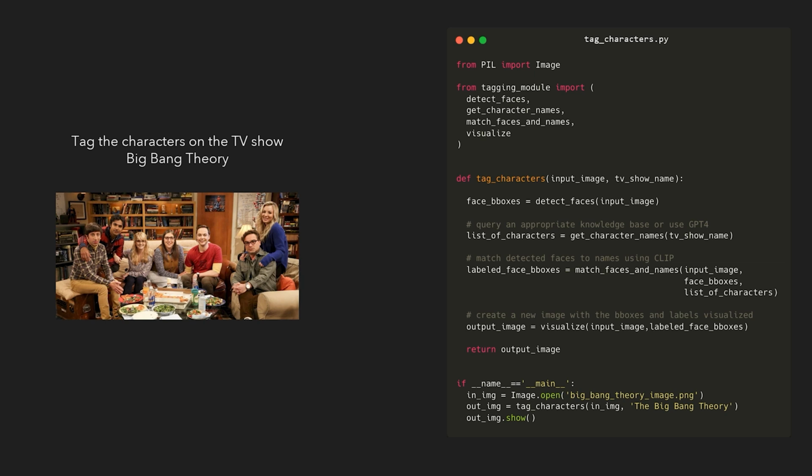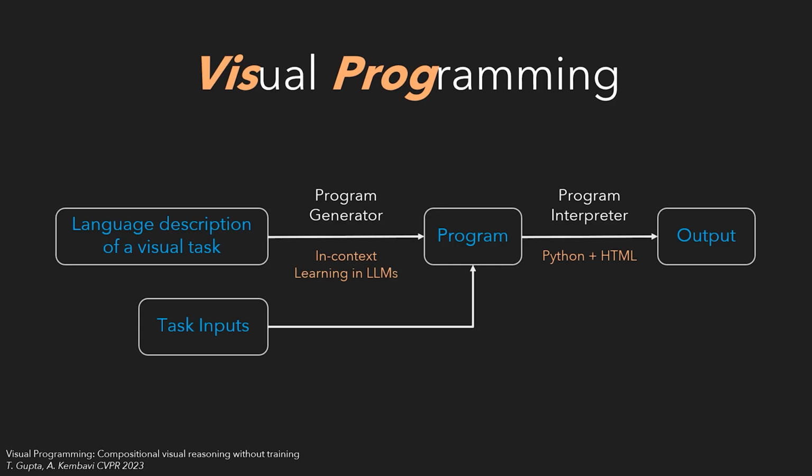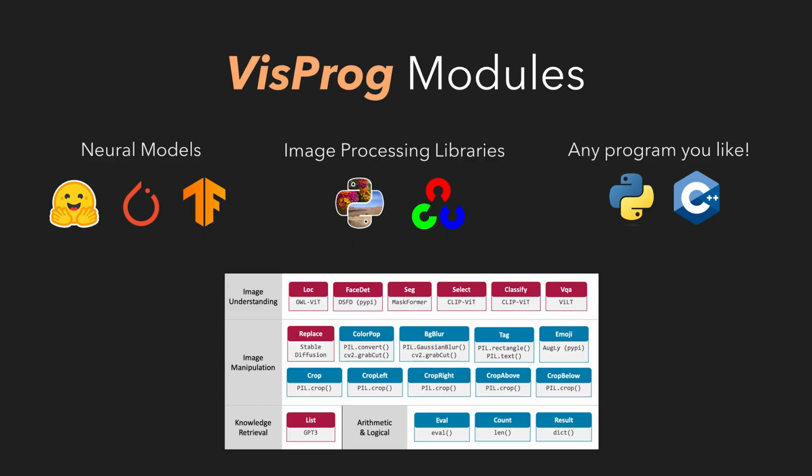And so the idea of visual programming, which there's also versions of this that have been created for robotics and other areas, is that you have some language description of a task, you generate a program using an LLM, that program operates on the input that you provide it, using a standard interpreter, and then solves the task. And these programs can call AI models like object detectors or segmenters or classifiers, as well as image manipulating functions, knowledge retrieval like GPT, and other simpler operations.